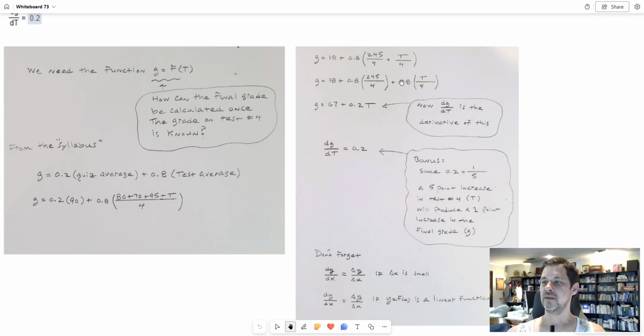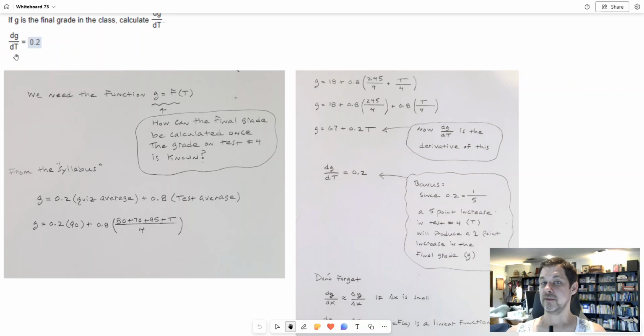And then for this, I'll combine the 0.8 and divide by 4 and get a coefficient on the variable t. That's going to be 0.2. So then that reduces to 67 plus 0.2t. Now this is the reduced form of that function, where again, if I wanted to know the final grade in the class, I would just plug in the grade on that last test right here, multiply by 0.2 and add 67.